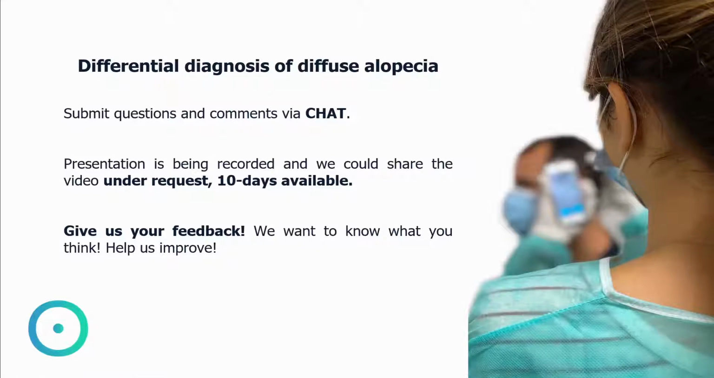Today we are going to talk about the differential diagnosis of diffuse alopecia. Diffuse alopecia is a condition characterized by a decrease in hair density all over the scalp. If you follow this, you will not only learn from the expert, but also you could ask questions directly to them through the chat box.